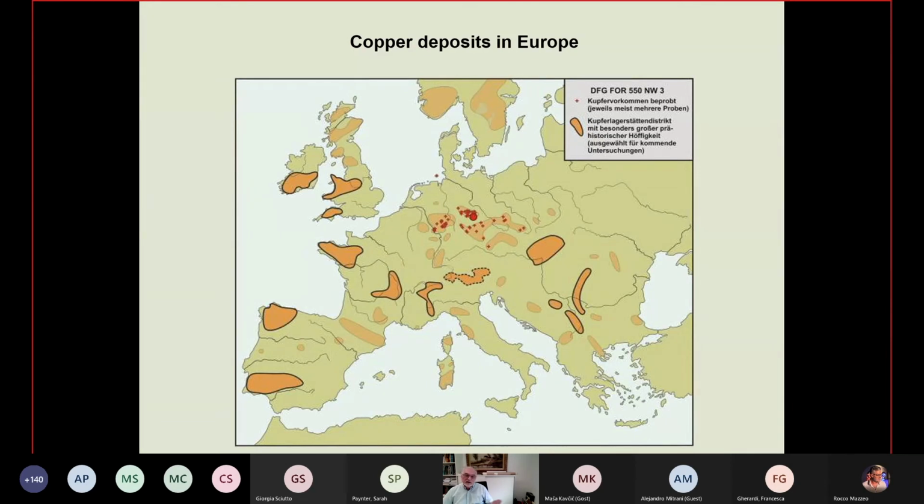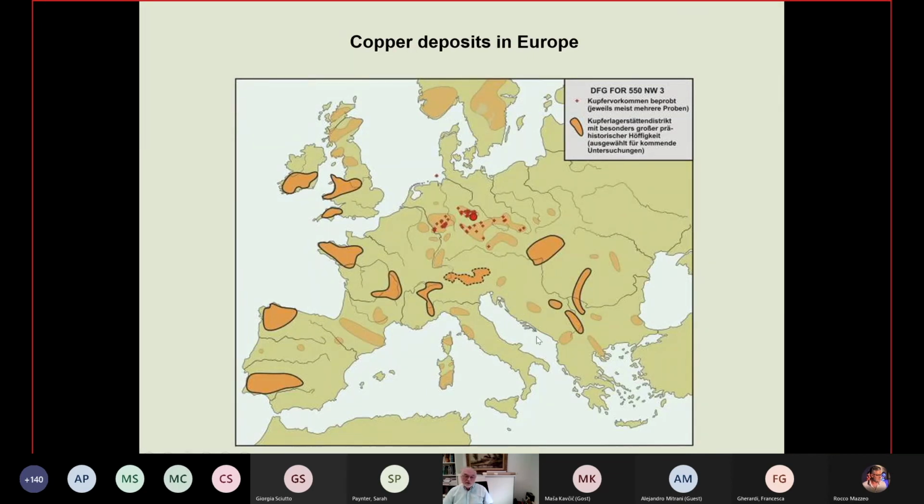Here you have a very rough overview of the major copper deposits in Europe. We have talked about these Eastern Alpine copper deposits. It is not only Mitterberg, but several others, with similar chemical characteristics. But here is the find spot of Nebra, and we have several other relatively rich copper deposits in the vicinity.